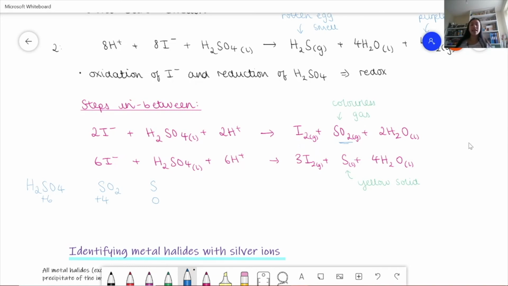And then the last thing which is formed is this hydrogen sulfide. And so the oxidation number of the sulfur would be -2. So this is how we can tell that it is because of the reducing power of the iodide that we can form all of these different things.